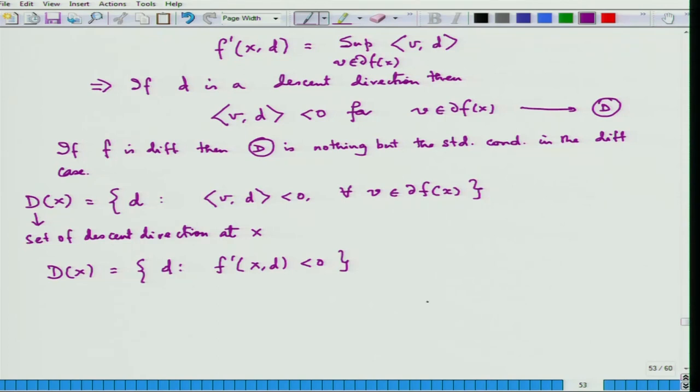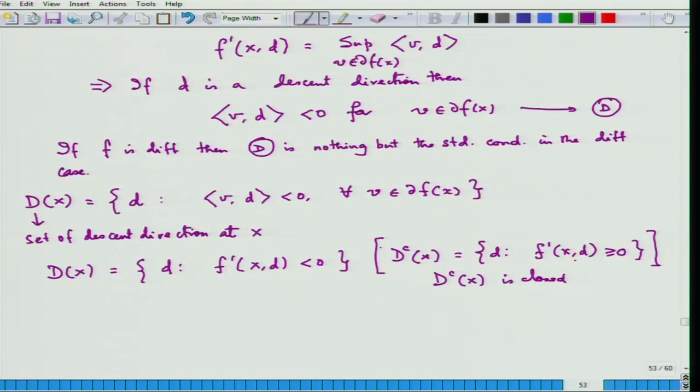Now, what does this tell me? What sort of a set is this? This is an open set, because this is a continuous function. Since this is a continuous function, if I take the complement of this set, for which this is not satisfied, it is closed, because f dash x d is a sublinear function in d, a convex function in d, the directional derivative which we have learnt earlier. So, this would imply the first property: D(x) is open.